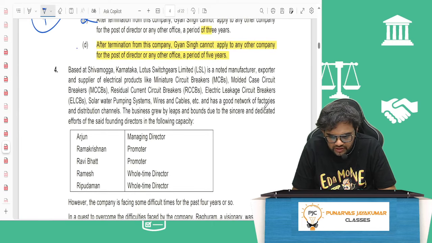So two whole-time directors. Yes, a company can have more than one whole-time director. One MD and two promoters. Promoters, they would have invested founding funds and they want a professional to run the show. So they have hired this Arjun.